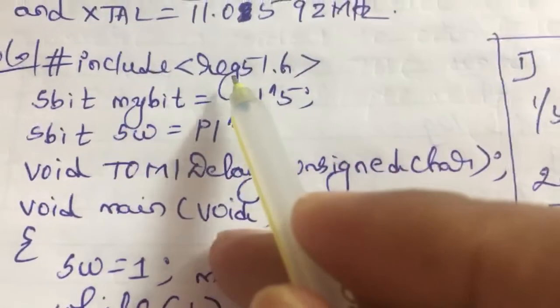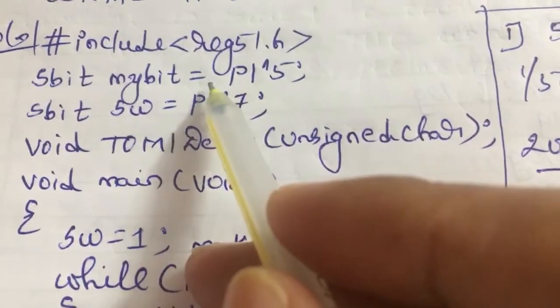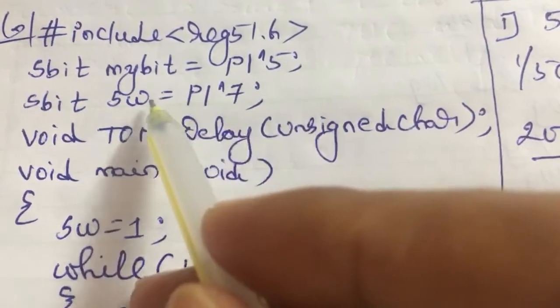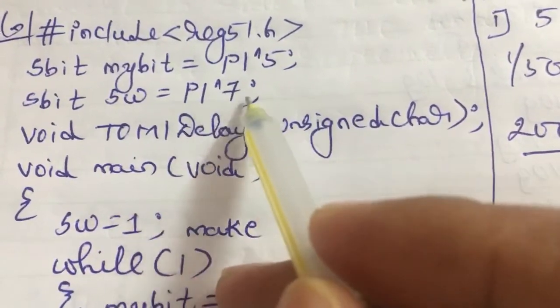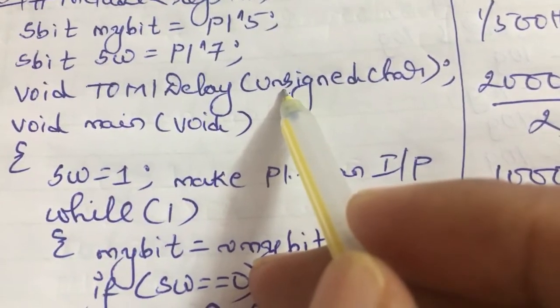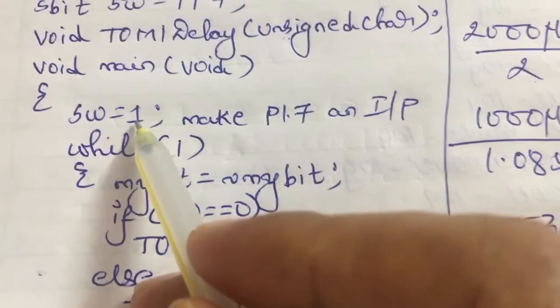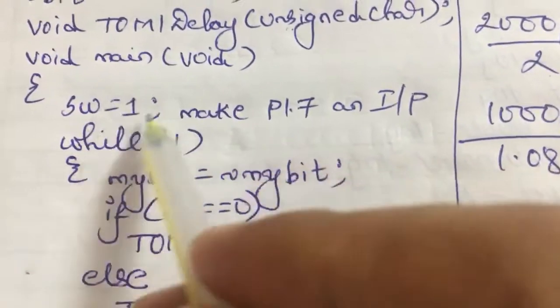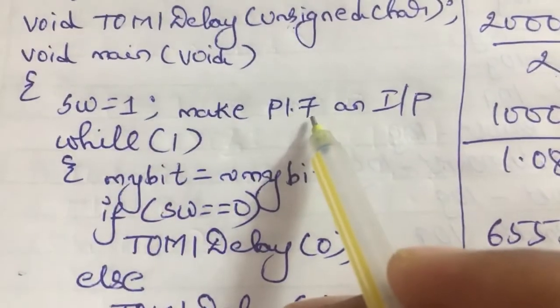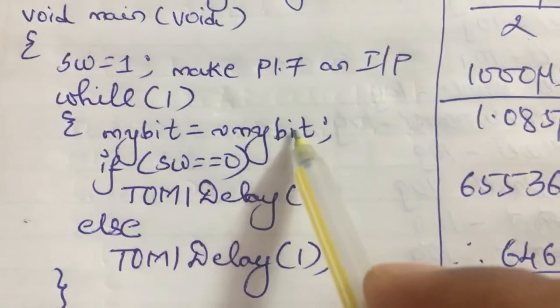Hash include reg51.h, sbit for the output pin P1.7 and the switch connected to P1.2. Call the initialize subroutine. Next, void main function. Make the switch equal to 1 so that it acts as an input pin. While the loop runs, the output bit is to be complemented.